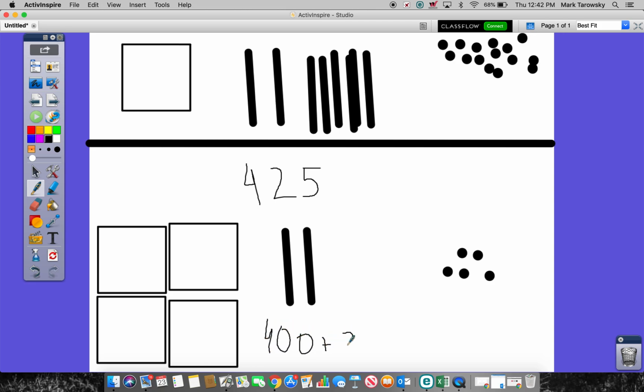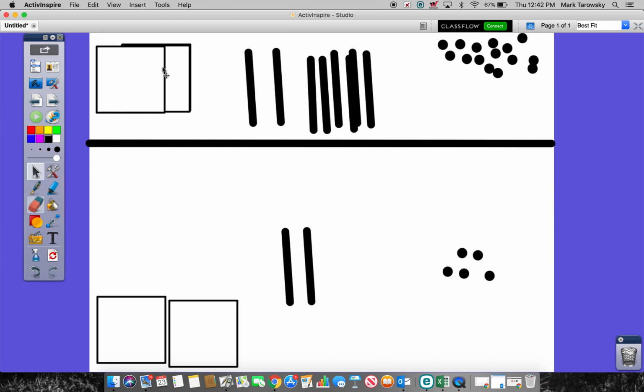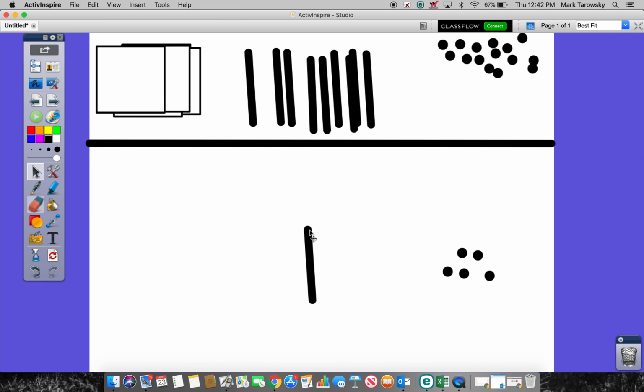400 plus 20, two groups of 10 give us 20, and five ones, 425. Alrighty. Now what we have to start thinking about is what happens when we want to add two numbers that are in these triple digits.